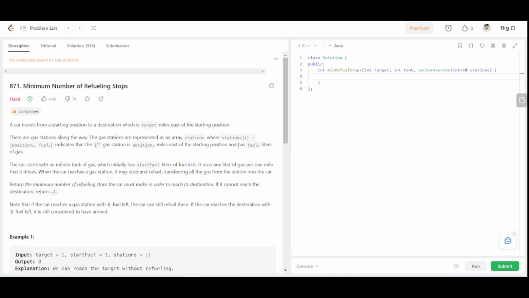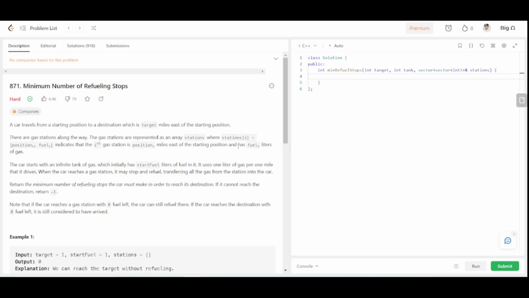Now it uses 1 liter of gas per mile that it drives. When the car reaches a gas station, it may stop and refuel, transferring all the gas from the station into the car. That means whichever station we are on, we put all of the gas from that station into our tank. If we can reach the destination, then we have to return the minimum number of refueling stops the car must make in order to reach its destination. If it is not possible to reach the destination, then we return -1.